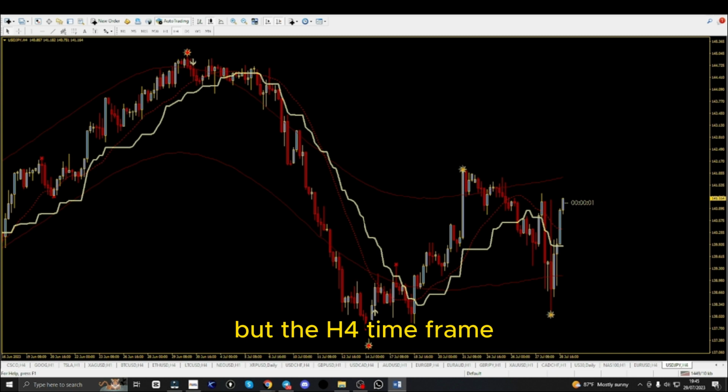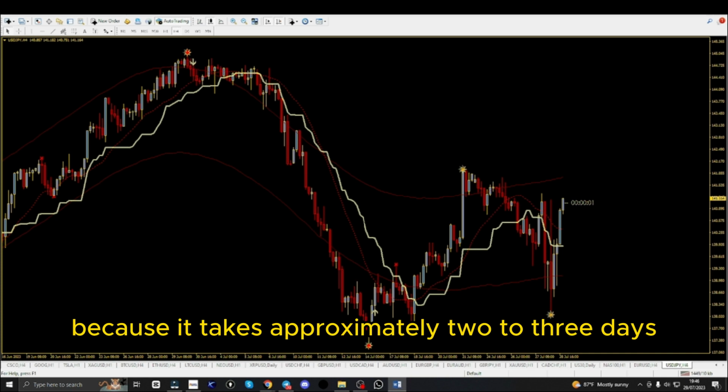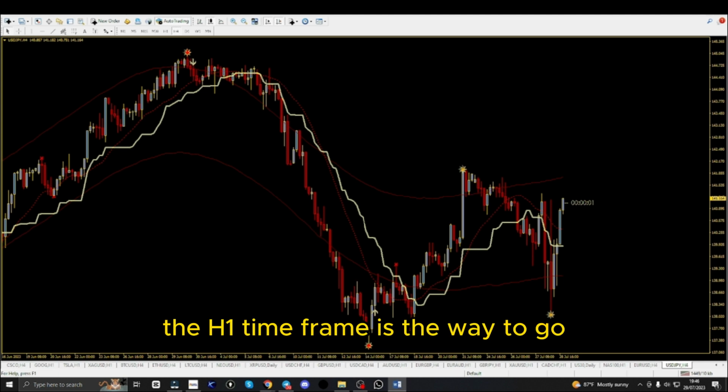The 4-hour time frame is the sweet spot for this strategy because it takes approximately 2 to 3 days to finish the trade. It's not too fast, it's not too long. Semi swing trading. And if you prefer scalping, the 1-hour time frame is the way to go.